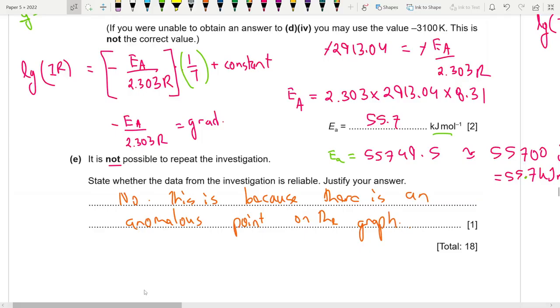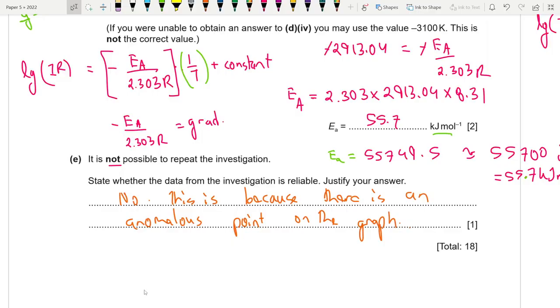At the end, let's talk about this part. It is not possible to repeat the investigation. The bold, focus on the bold word. In physics, you know that we repeat the experiment for each value of the independent variable to get an average value of the dependent variable to increase the reliability, you know. But sadly here, we were not able to repeat it. And as a result, reliability decreases.